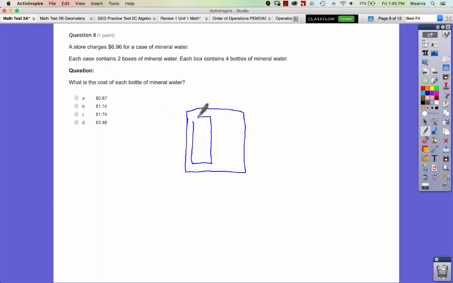So here's our 2 boxes. There's one box, and here's another box. And then each box contains 4 bottles. 1, 2, 3, 4. 1, 2, 3, 4. So it's going to cost you $6.96 for 8 bottles.